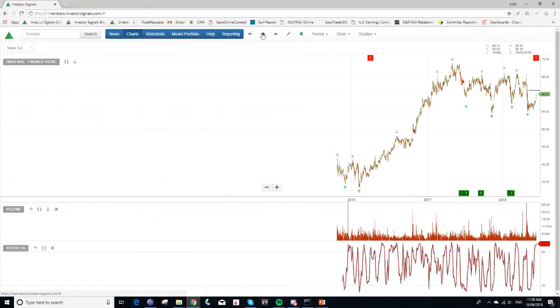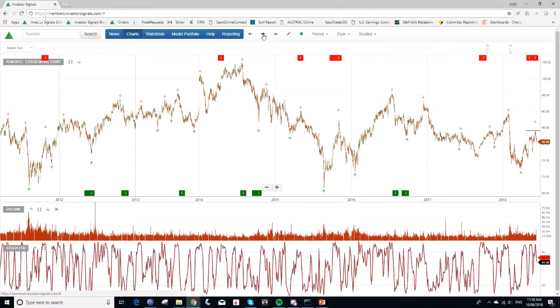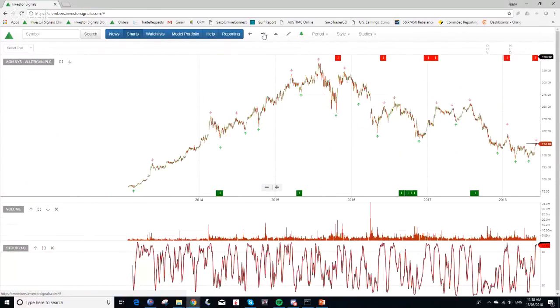T-Mobile, so this is some of the other telecommunication companies in the US, but under sell conditions there as well. ExxonMobil, we looked at that, so that's lower low, lower high under sell conditions. And then there we are back.